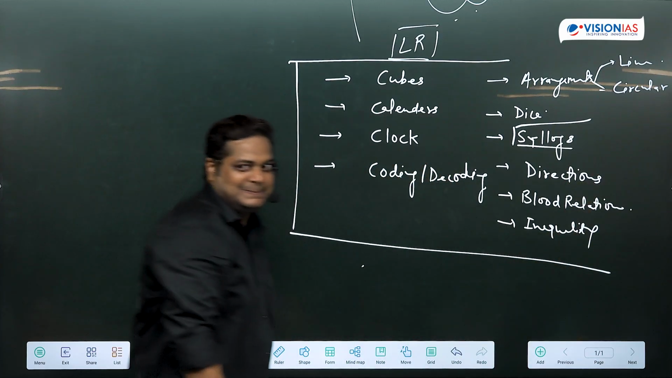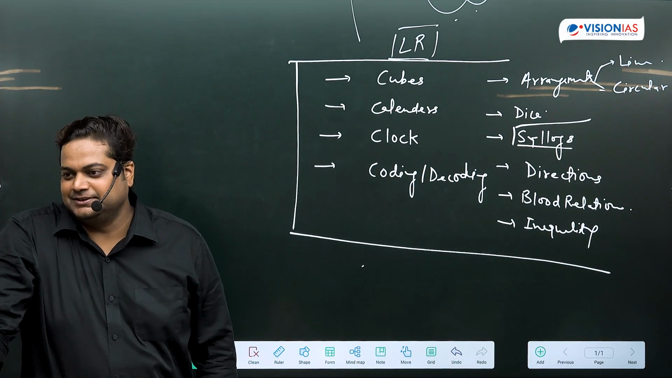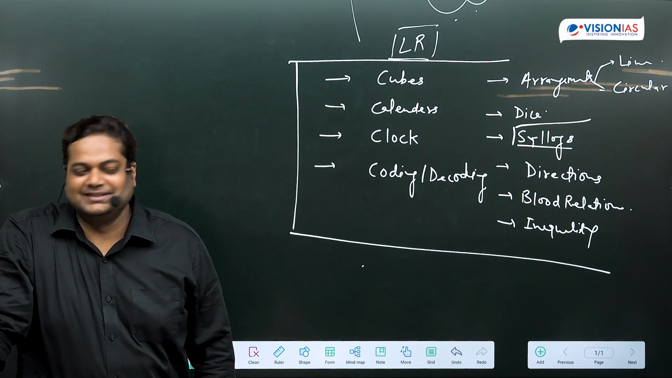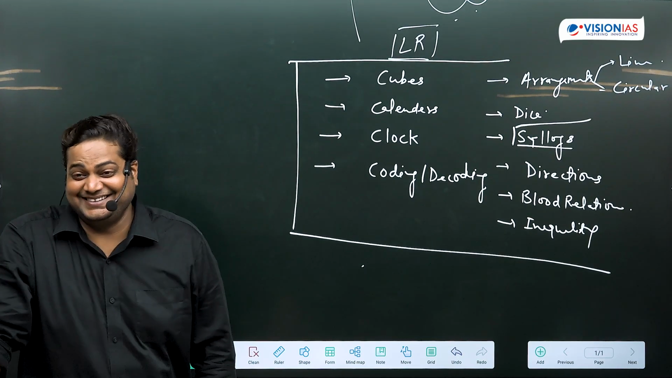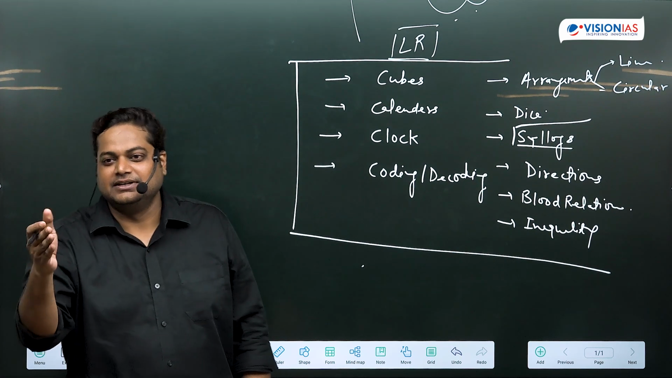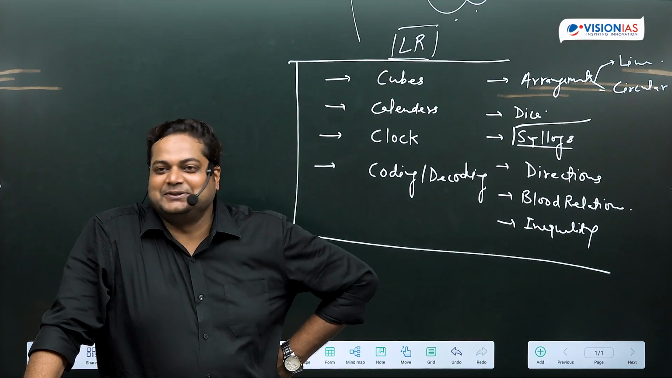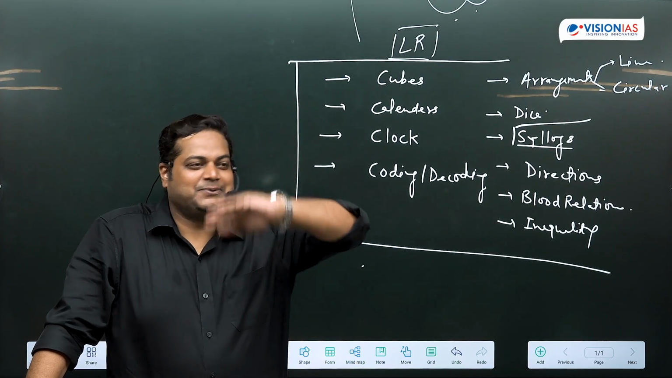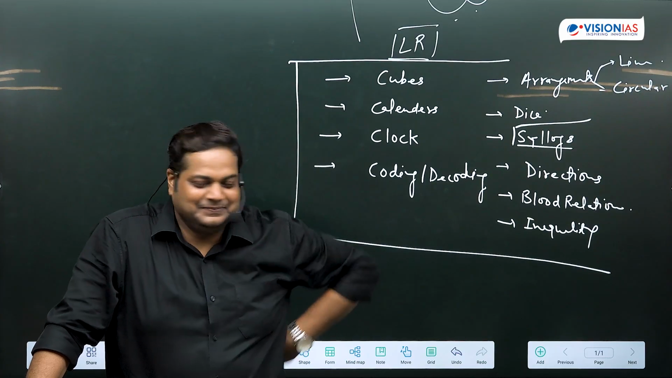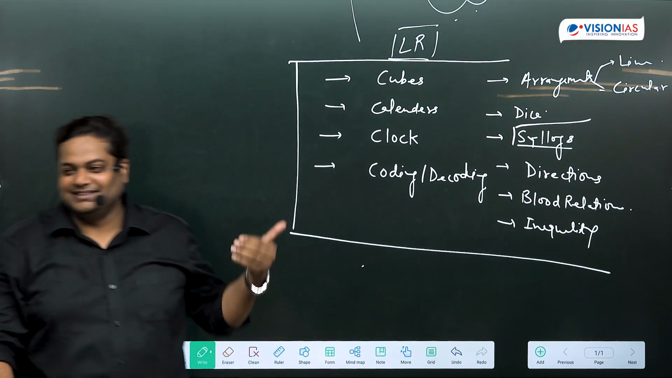Anyone? All the boys are girls. All the girls are boys. Or something different, like all the girls are boys, all the boys are animals, all the animals are birds. So this way they can provide conclusions. All the girls are birds. Is this correct or incorrect?